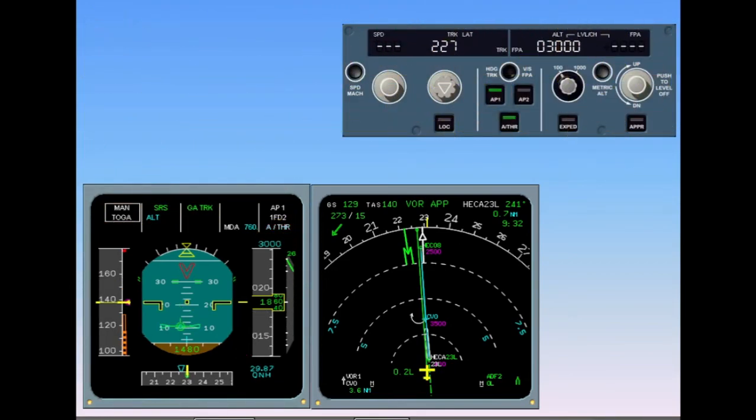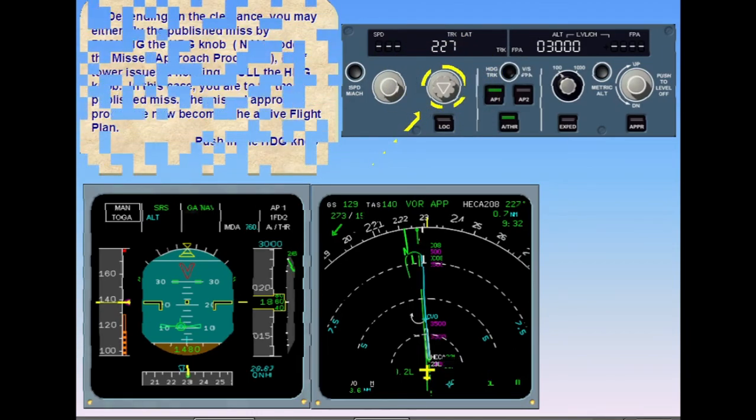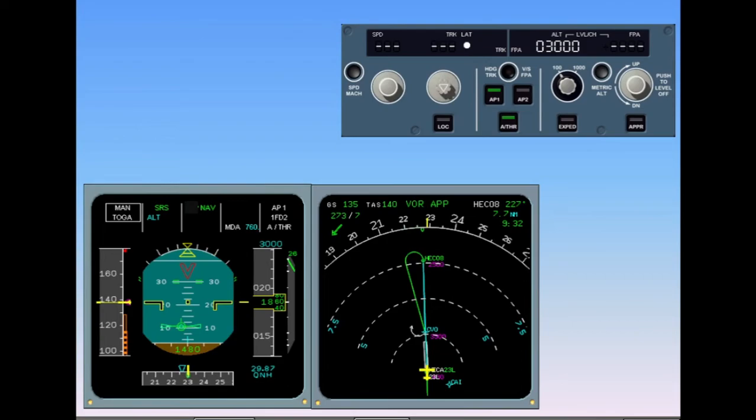Depending on the clearance, you may either fly the published miss by pushing the heading knob, NAV mode, the missed approach procedure, or if tower issues a heading, pull the heading knob. In this case, you are to fly the published miss. The missed approach procedure now becomes the active flight plan. Push in the heading knob. The NAV mode engages and the aircraft begins to fly the missed approach.